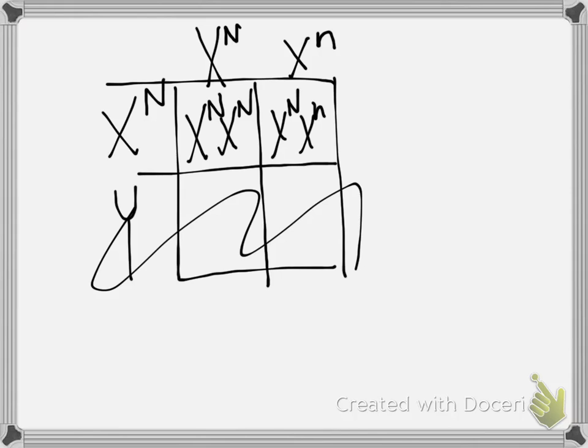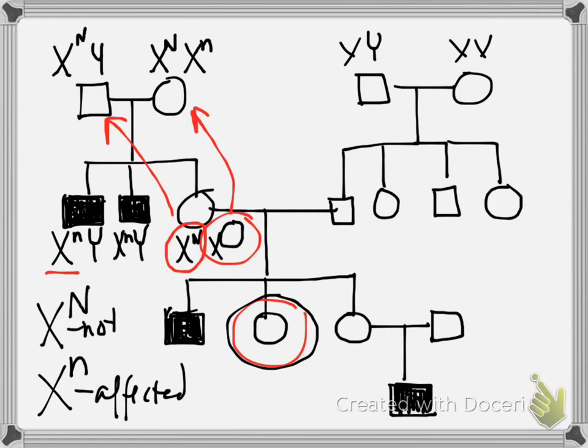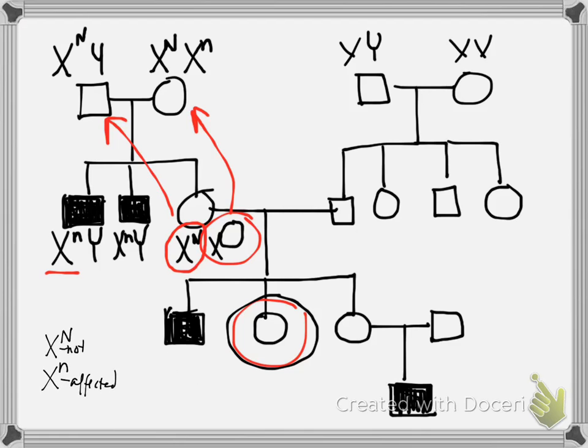So we don't know her genotype, except that we do if we look down a generation. How do we know her genotype when we look at her sons?